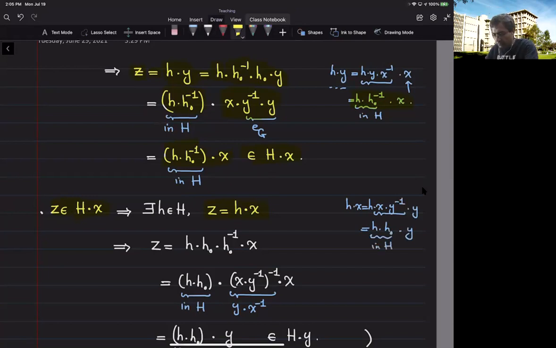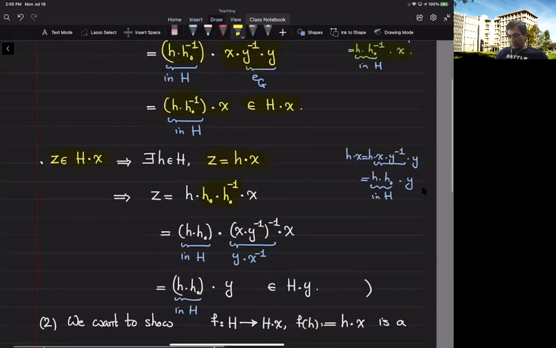Here is an alternative method. Again, I multiply this time by h naught and cancel it out in the middle. And I notice that h naught inverse is x times y inverse inverse, and that is y times x inverse. This x inverse cancels out x. And I get something inside H times y. And that's exactly what we have over here as well. In either case, we get that z belongs to H dot y.